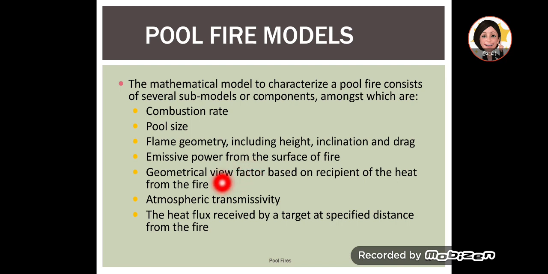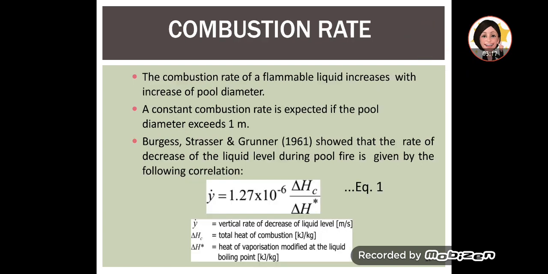Then atmospheric transmissivity. That means, at that point in time, what is the atmospheric condition, and how does it aid in the transmission of the fire? And the heat flux received by a target at a specified distance from the fire. This is mainly required for us to know, let's say there is a fire event, where our collection point should be so we are not affected by the heat flux. So we would need this information. The following slides will give us the equations for the characterization.